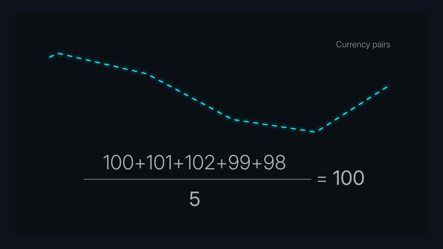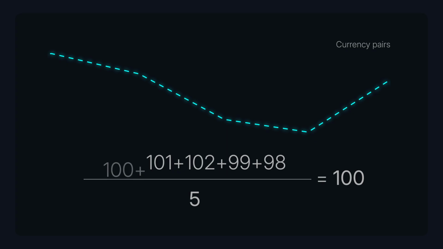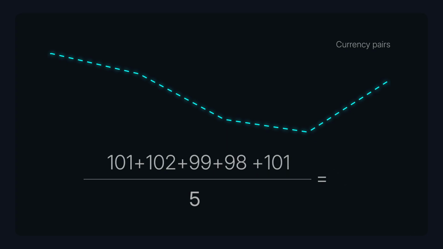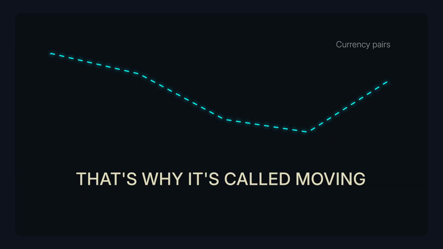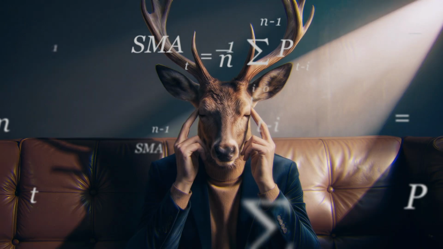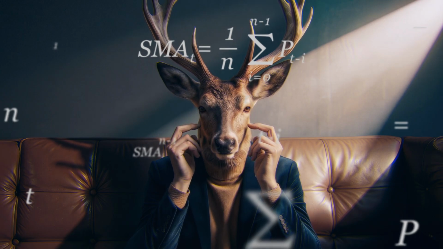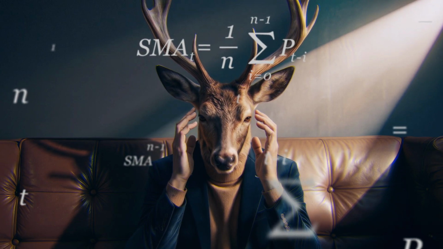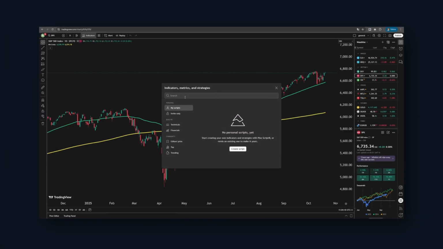Then, the window moves forward. The first price drops out, a new one comes in, and we calculate again. That's why it's called moving. The line updates constantly. And now time for the formula, but just for a moment so we don't scare off the maths shy. Phew, let's move on.